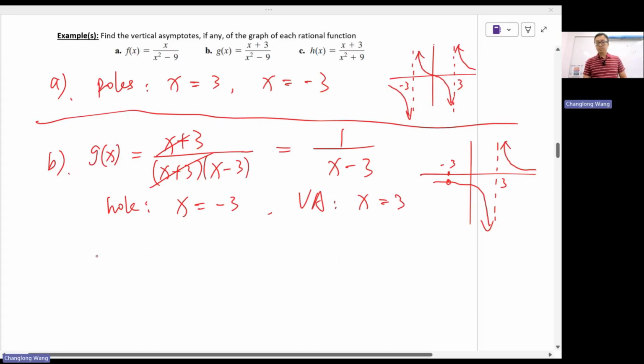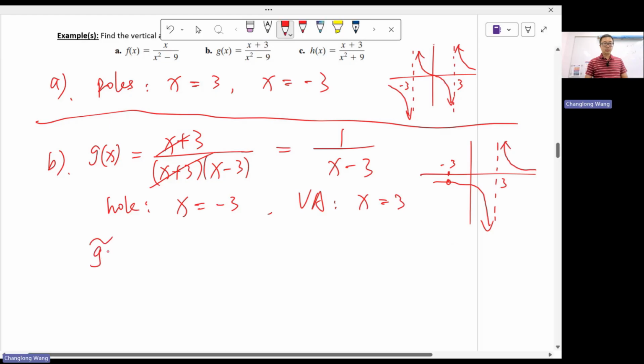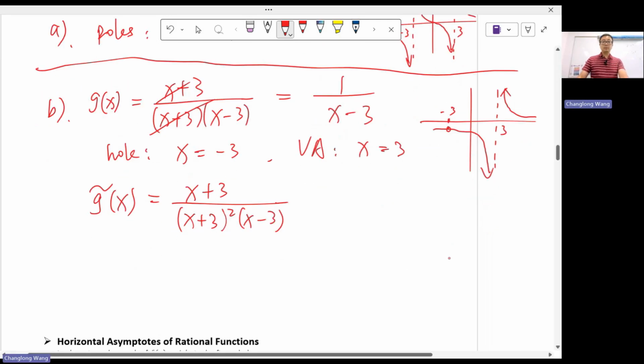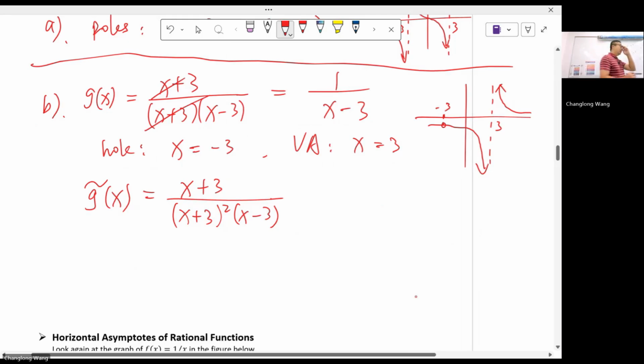So my AM class was asking me a question. They say, hey, what if, let's say G tilde, a new function that looks like this, x plus 3 over x plus 3 squared, x minus 3. Okay, so now my question for you is, should you expect a VA at x equals -3? Then what about the cancellation? How does that work out?